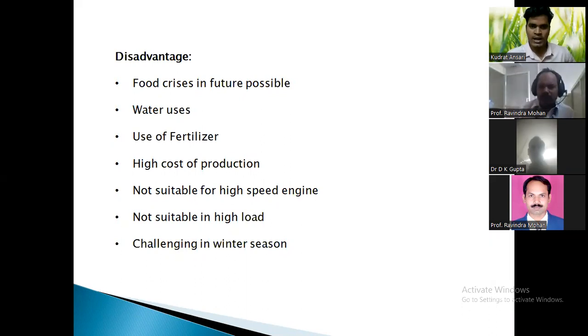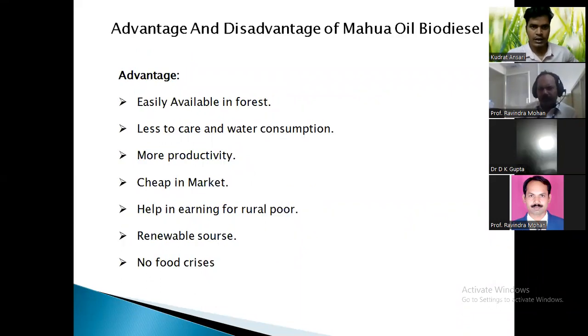It is not suitable for high speed engines because high speed engines require a high amount of energy. It is also challenging in the winter season due to the presence of edible oil. There might be some freezing problems. And now the advantages and disadvantages of mahua oil biodiesel.